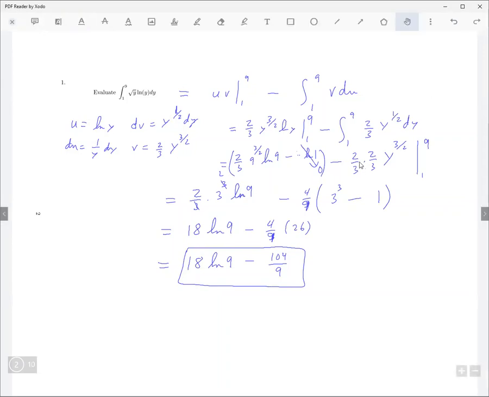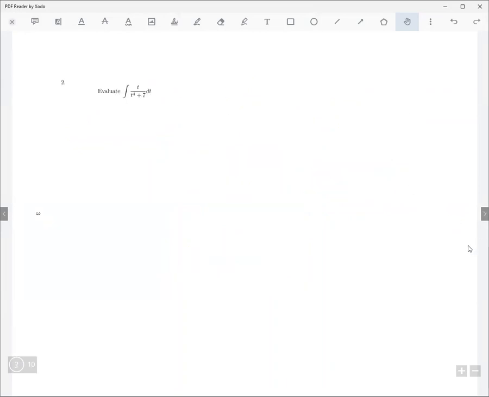Any questions about that? So the key here was that it's a logarithm and multiplied. Not just that it's a logarithm, but multiplied, you know. Okay, let's look at number 2.